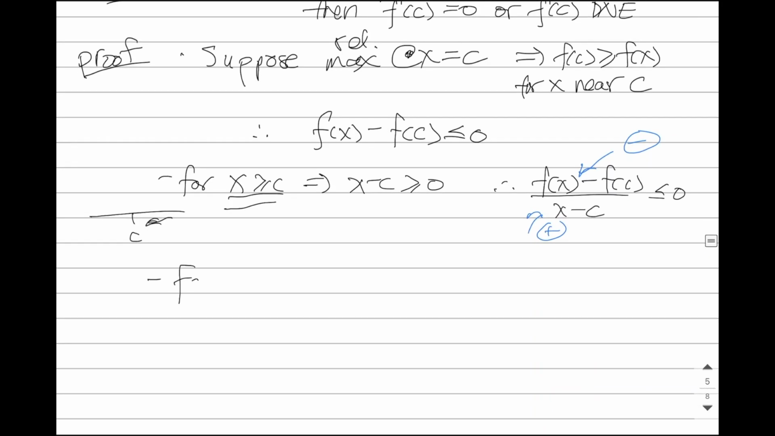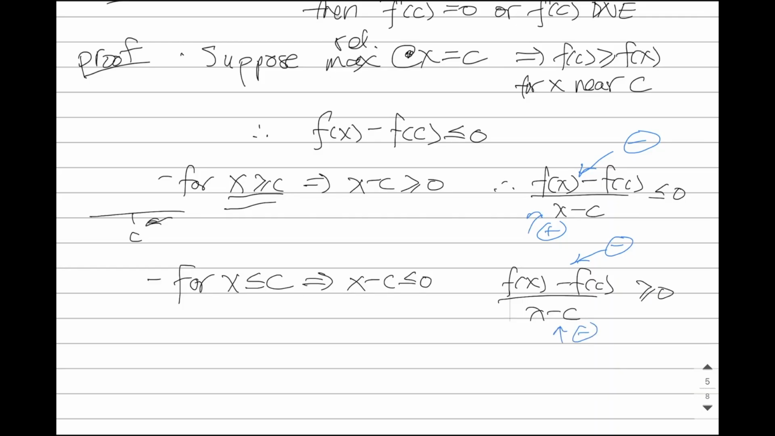Now on the other side of c, if x was less than or equal to c, that means x minus c would have to be negative. And if I were to form this fraction, you would have a negative upstairs and a negative downstairs. So that means this fraction would be greater than or equal to 0. If I were to take the limit as x gets closer to c from the right, this limit would have to be less than or equal to 0.